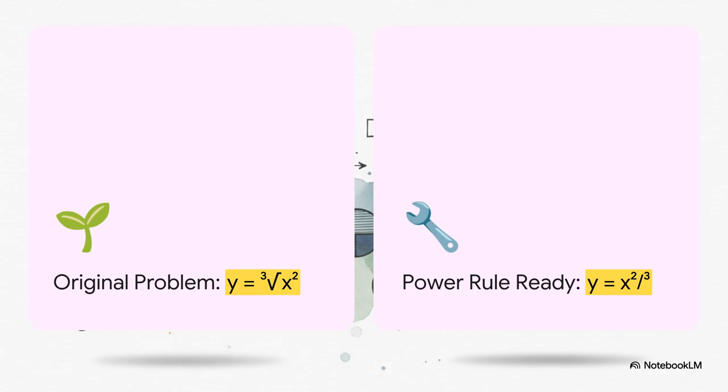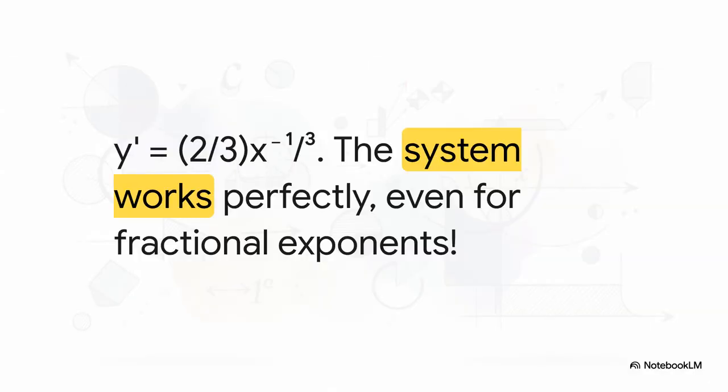So let's apply the rule. We bring the exponent, 2/3, down to the front. Then we subtract 1 from the exponent. So 2/3 minus 1, that's negative 1/3. That gives us a derivative of 2/3 times x to the negative 1/3. And if we want to, we can rewrite that back into a radical form, which you see here. The system just works every single time.